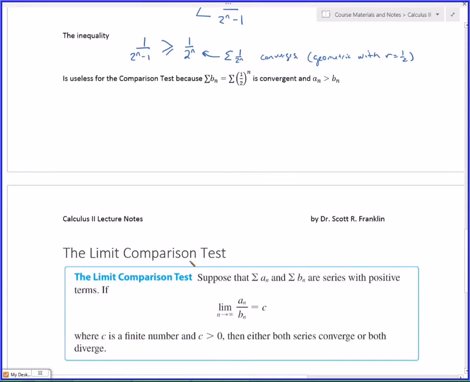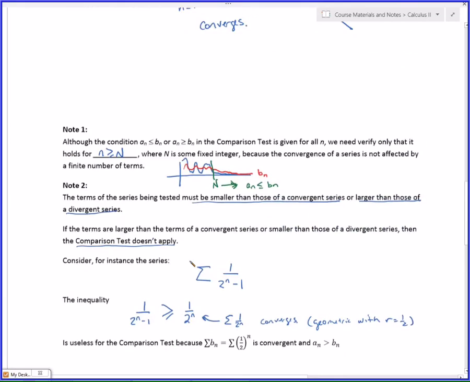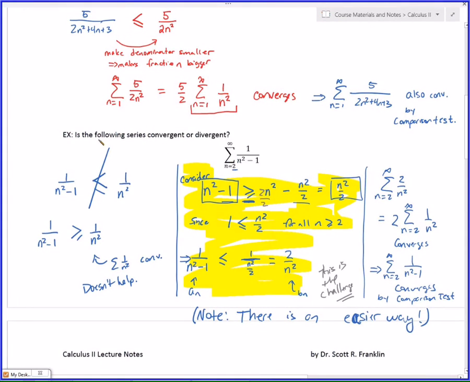Which is why the limit comparison test becomes valuable, because you don't have to bound things above or below with the limit comparison test. What the limit comparison test does is you say, let's try to find a series that I know something about, but when n gets large, behaves very similarly to the one that I'm working with. Okay? Like what I said up above on the n squared minus 1 one.